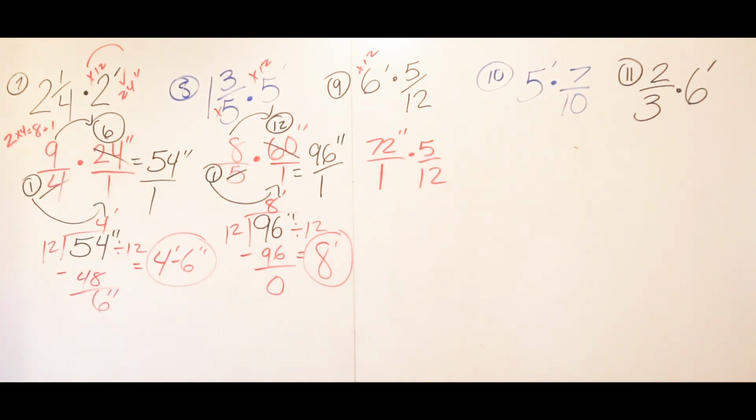Now we want to ask ourselves, can we cross reduce? Can we cross reduce 1 and 5? Can it be reduced? No, it cannot. What about that 12 and 72? Can 12 go into 72 evenly? Yes, it can.